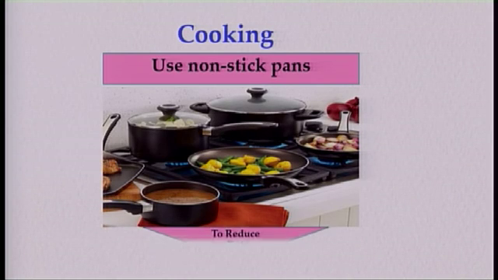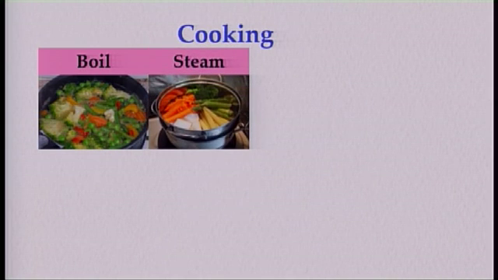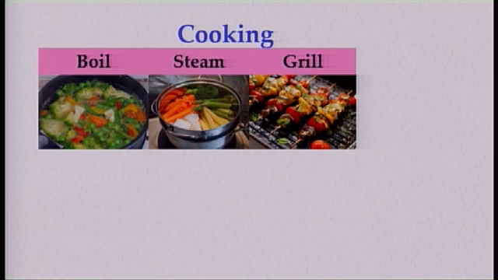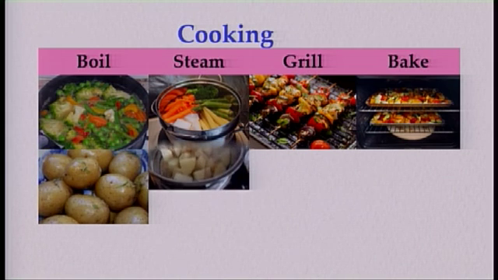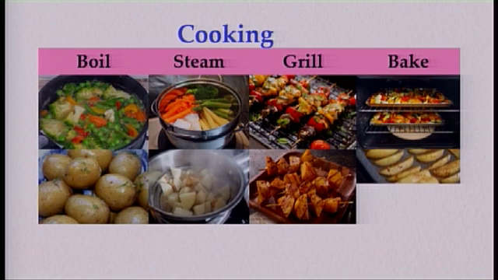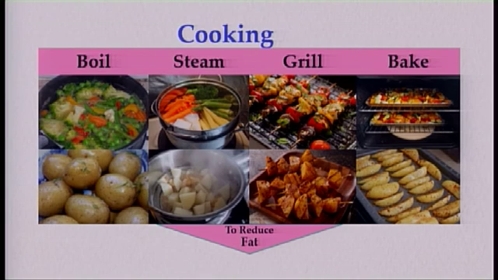When cooking, you can use non-stick pans to reduce fat, as less oil is required for cooking. When cooking, you can opt to boil, steam, grill, or bake foods, as these methods of cooking require less fat or no fat at all for cooking. For example, we are going to look at potatoes. Potatoes can be boiled, steamed, grilled, and even baked to reduce the fat content.